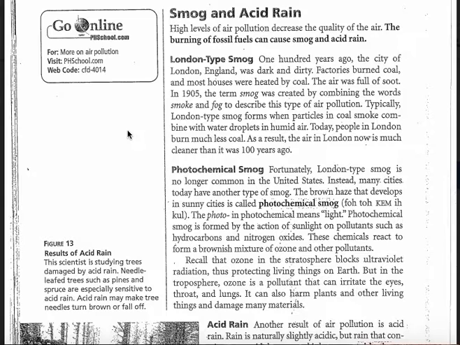Typically, London-type smog forms when particles in coal smoke combine with water droplets in humid air. Today, people in London burn much less coal. As a result, the air in London is now much cleaner than it was 100 years ago. There's a great story that we'll talk about in the genetics unit too that talks about the effects that had on wildlife in the area, in particular moths and the color of moths.